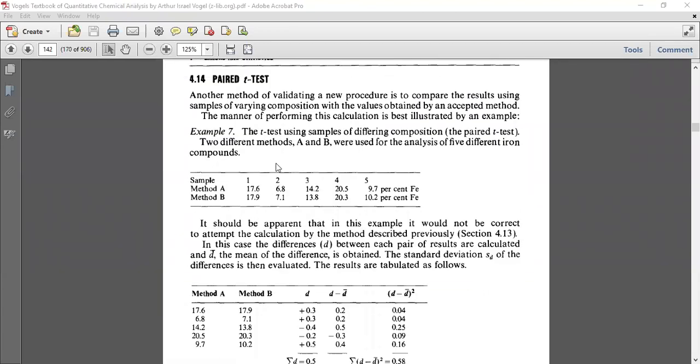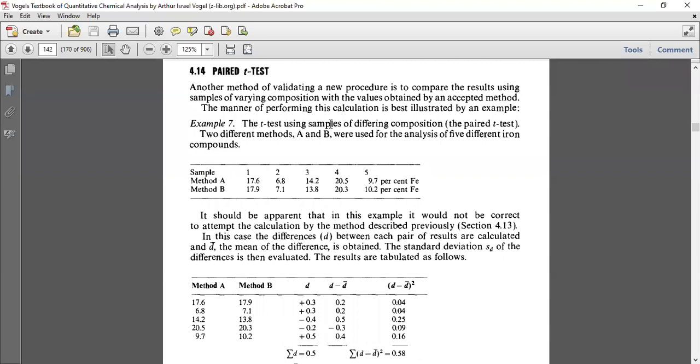Then next statistical tool, that is paired t-test. Just note down paired t-test. This is another method of validating a new procedure, is to compare the results using samples of varying composition with the values obtained by an accepted method. The manner of performing this calculation is best illustrated by an example. So we will check this example. This is the example of paired t-test.